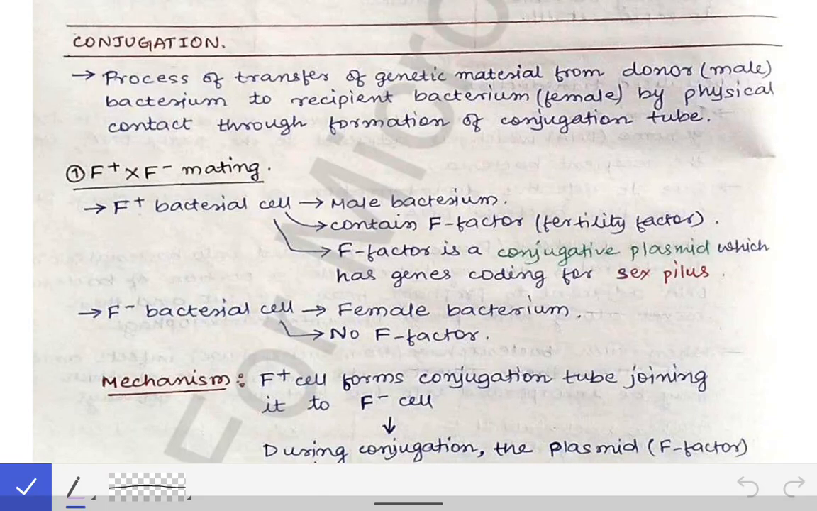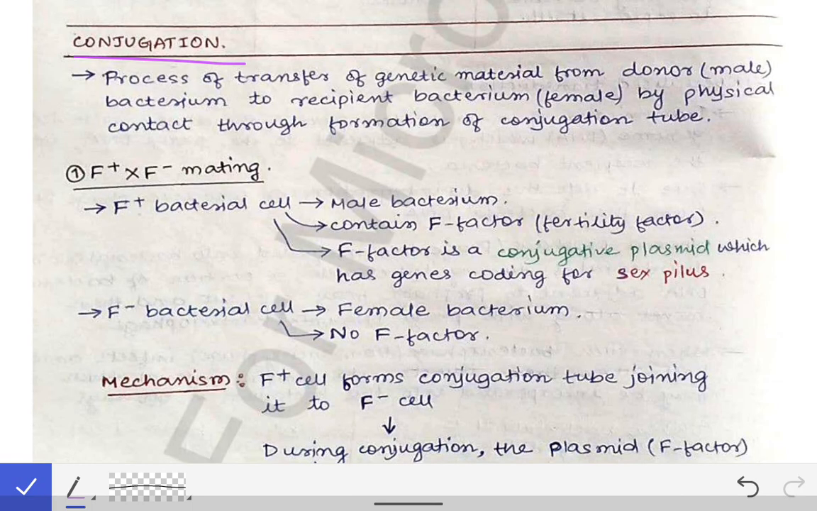So till now we have discussed the different methods of gene transfer among bacteria, that is transformation and transduction, in different parts of bacterial genetics. Now it's time to discuss the third method of gene transfer, that is conjugation.